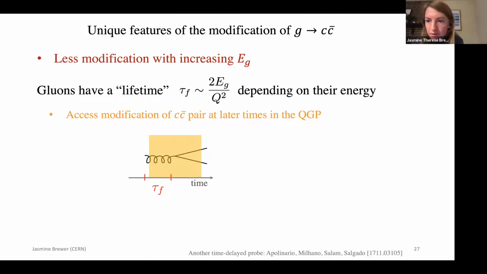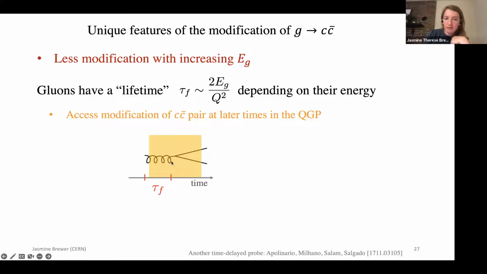Okay, so I want to talk in a little more detail about each of these individually. Are there any questions before I go on? All right. One of the things I alluded to earlier is that gluons have a lifetime or a formation time, which depends on their energy and also on their virtuality. You can think of the kinematics of the gluon, both its invariant mass and its energy, as telling you how long it will live in the medium.